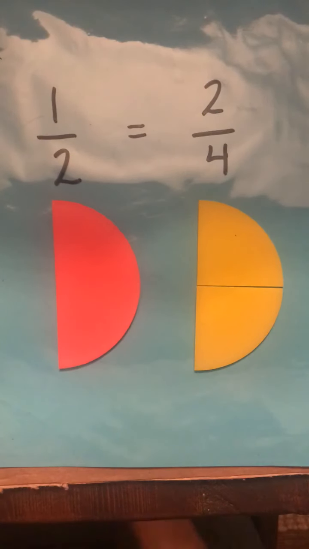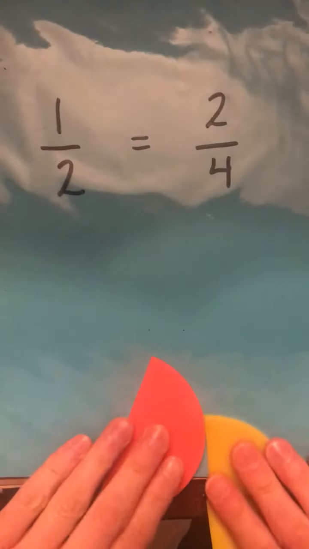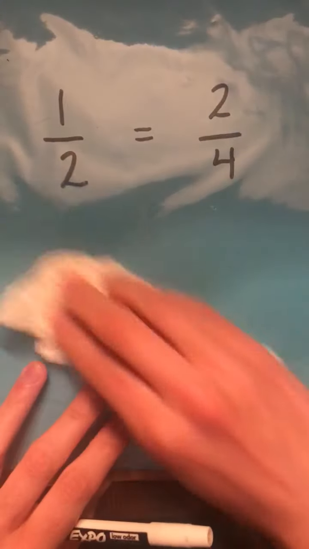So last week we talked a lot about how we can find equivalent fractions using our fraction circles, using our number lines, and using our fraction strips. But equivalent fractions can also be found by multiplying both the numerator and the denominator by the same number. The reason this works is because when we multiply any number by 1, we get that same number.